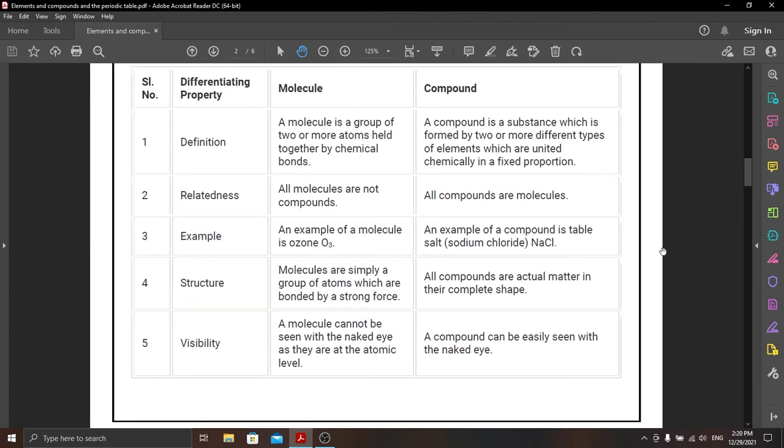As for the structure, molecules are simply a group of atoms which are bonded by strong force, while compounds are actual matter in their complete shape. So NaCl is something that exists, that has a shape, that has a structure, a crystalline structure. Visibility: a molecule cannot be seen with the naked eye, as they are at the atomic level. A compound can be easily seen with the naked eye because you know that table salt, you can see that, and that's a compound. You can tell me, all right, I see water. Yeah, you see it in its compound form.